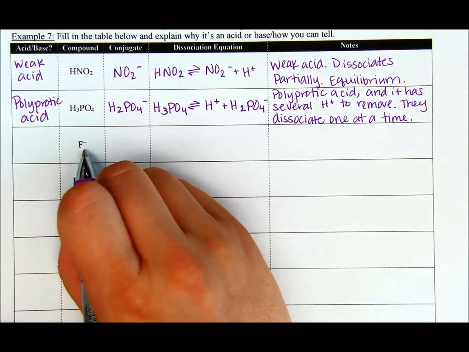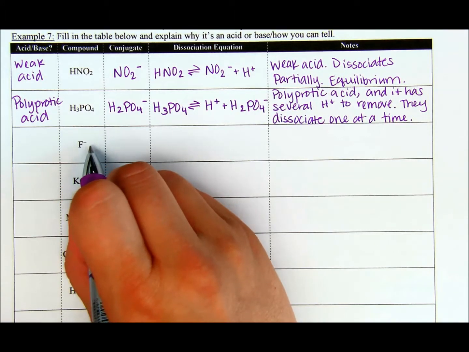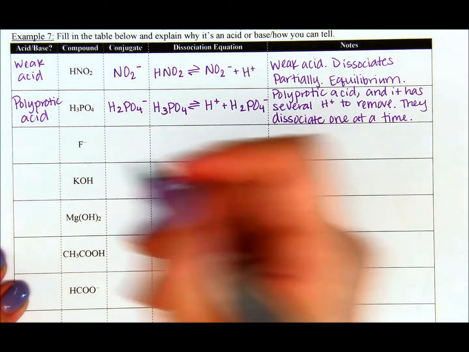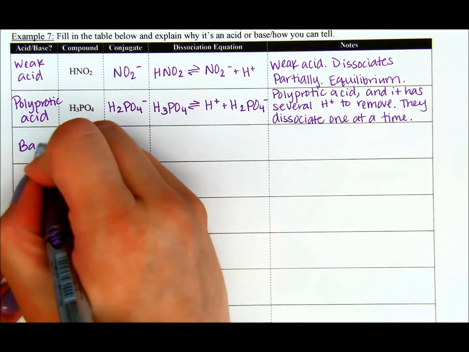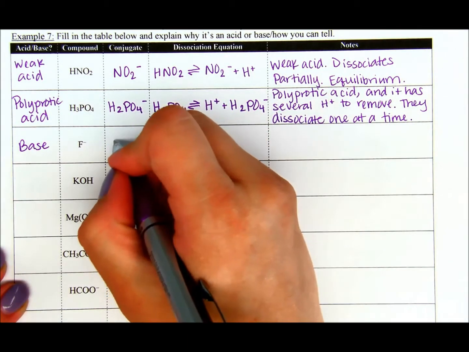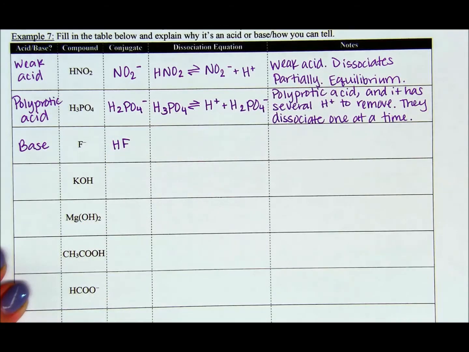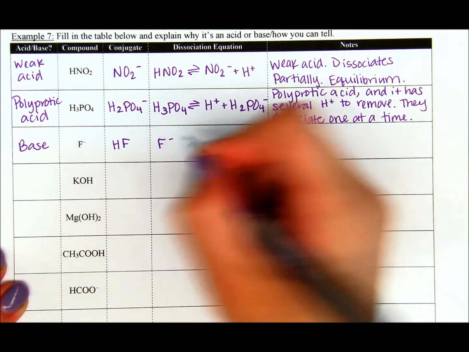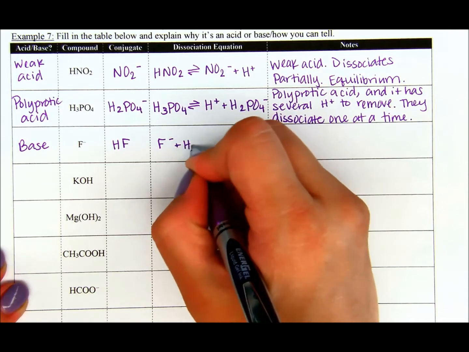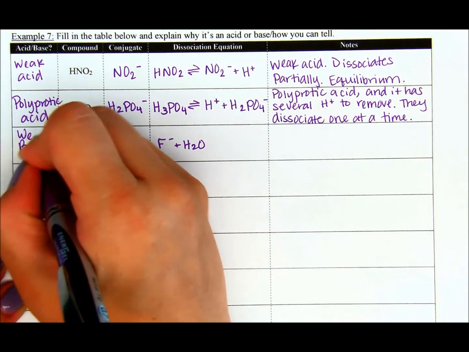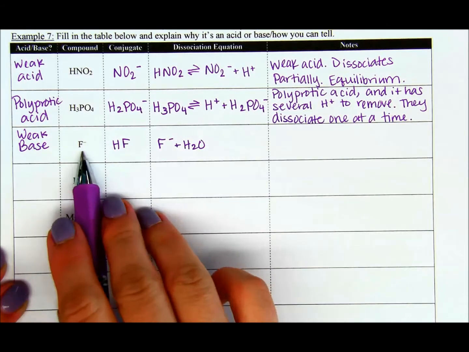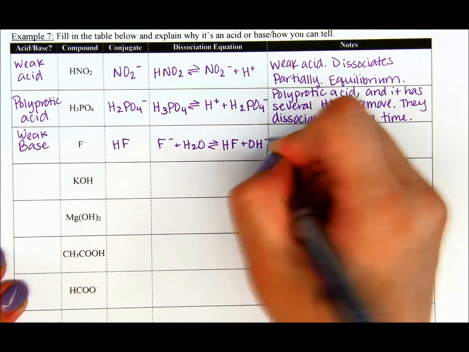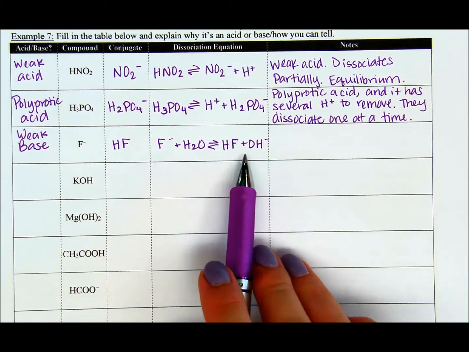Okay, here, F minus. Well, it doesn't have any hydrogens to give off, and it's negatively charged, so it looks like we can easily accept a hydrogen ion here. And so if we're going to accept a hydrogen ion, this is going to be a base. And so its conjugate is HF. That's what it turns into after the acid-base reaction. So the dissociation equation here is F minus, fluoride, in water. Now this is going to be a weak base. And that's going to form hydrofluoric acid plus hydroxide ions. So this is your dissociation equation.